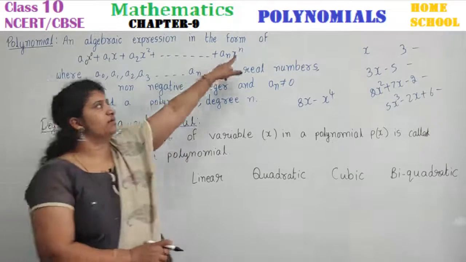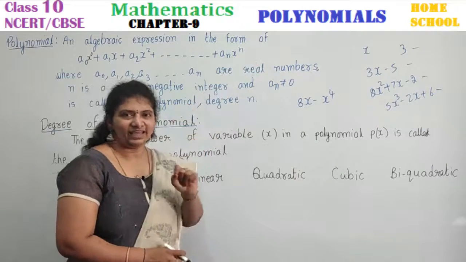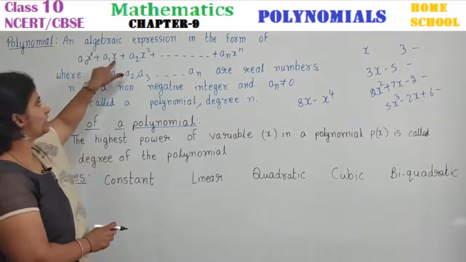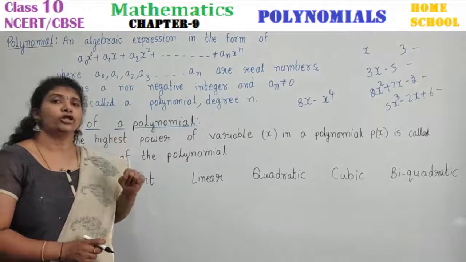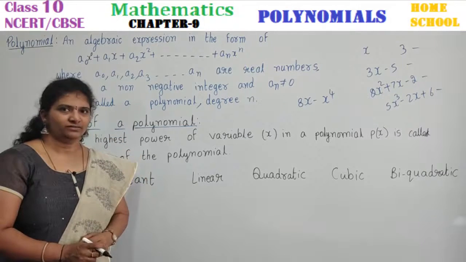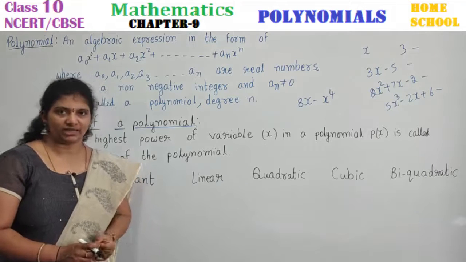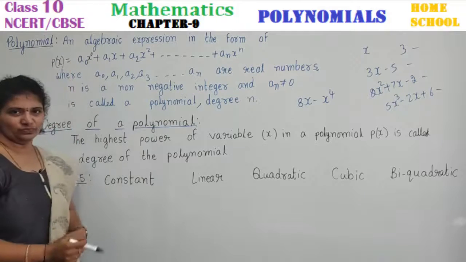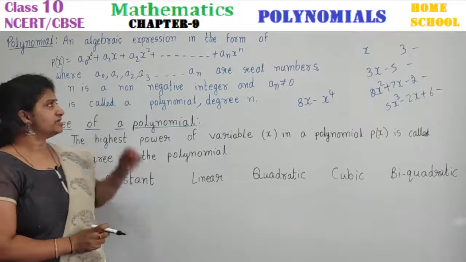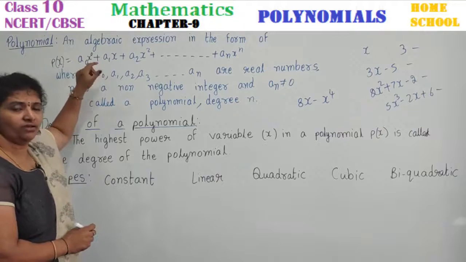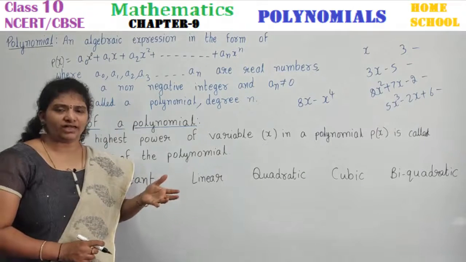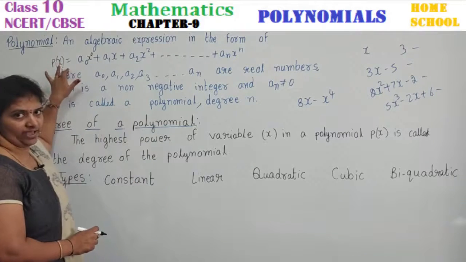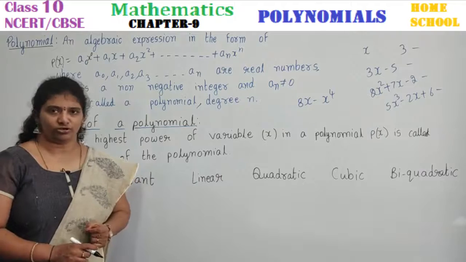What is the highest power? n. Therefore, we call it degree n. It is a polynomial of whatever variable you take. Suppose here we are taking the variable x, so I may write polynomial of x. Polynomial of whichever variable you take, you represent it with p of x. Suppose you take any other variable, y or a or b, you can represent it as polynomial of a, polynomial of y. Like that you need to represent the polynomial.